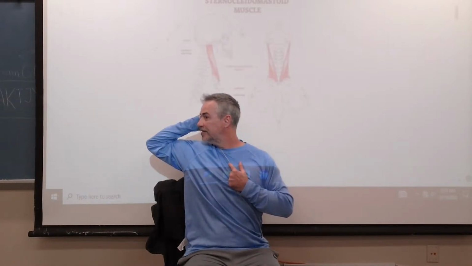Right sternocleidomastoid: sternum, ear hole, mastoid process. What happens when I look to my left? It gets on slack, because it's not being stretched. When I look to the right, it gets stretched.